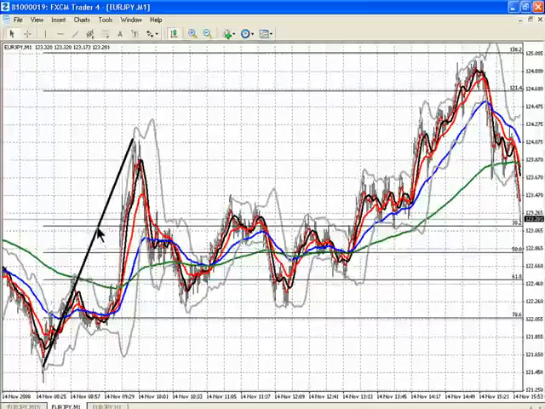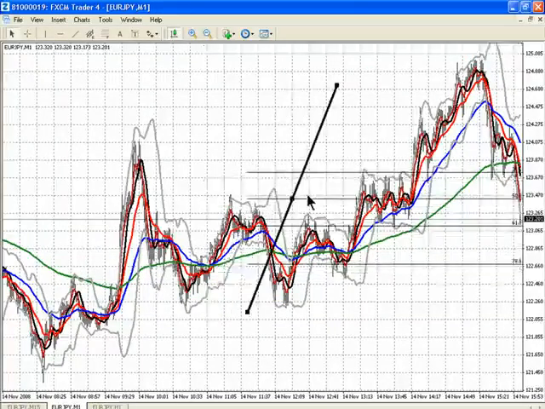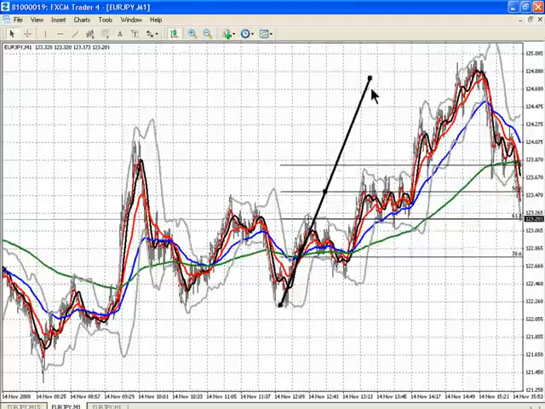Okay, but let's move this around. Let's have some fun. Fibs happen all the time. This is a 1-minute chart. I'm going to show you other time frames.